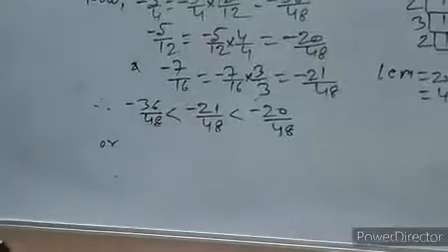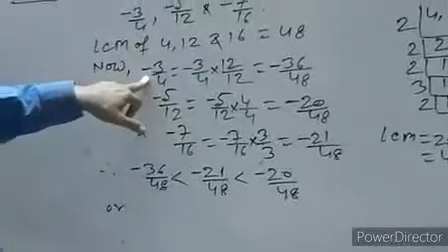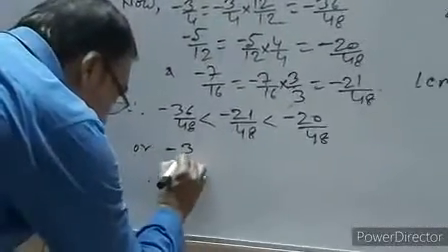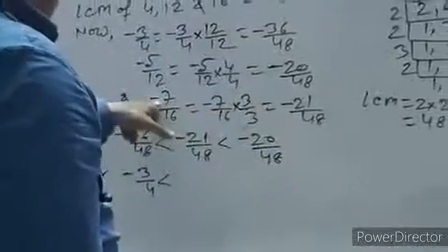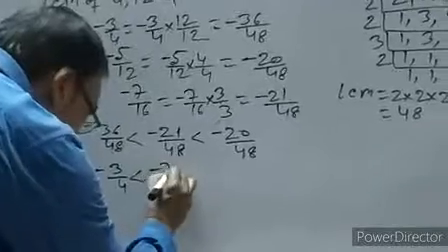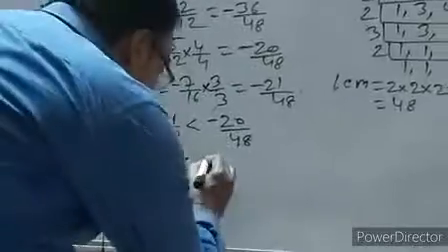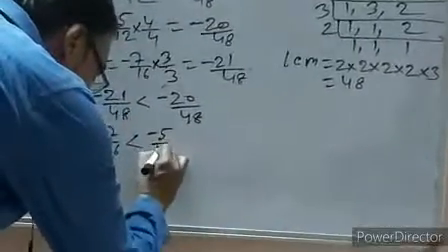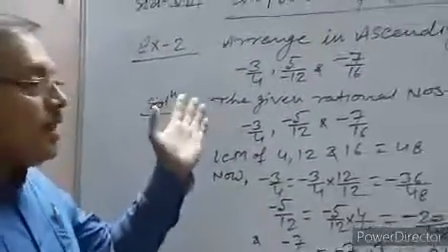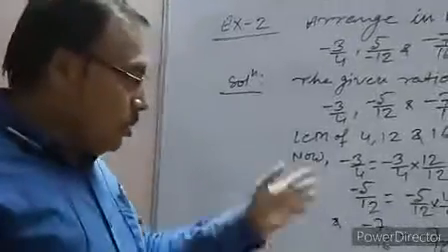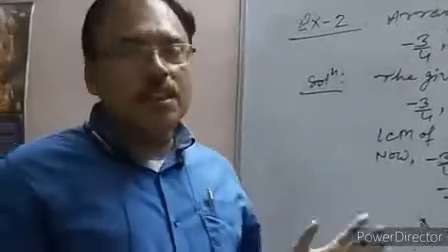Or minus 36 by 48 is for the rational number minus 3 by 4. So minus 3 by 4 is the least, it is less than minus 7 by 16, and that is less than minus 5 by 12. Thus we have learnt the comparison of rational numbers. In this way you can compare and arrange in either ascending or descending order.